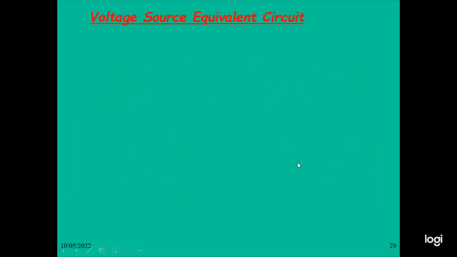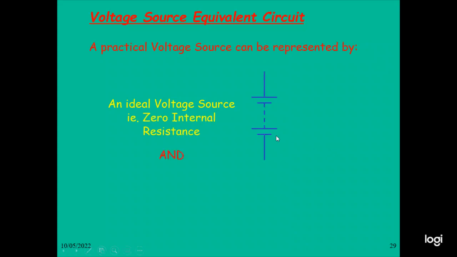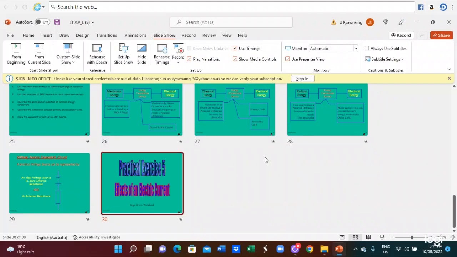So now we're talking about the voltage equivalent source. The ideal voltage source has zero internal resistance, and the diagram with internal resistance is this one. So we have to talk about the effect of the basic current.